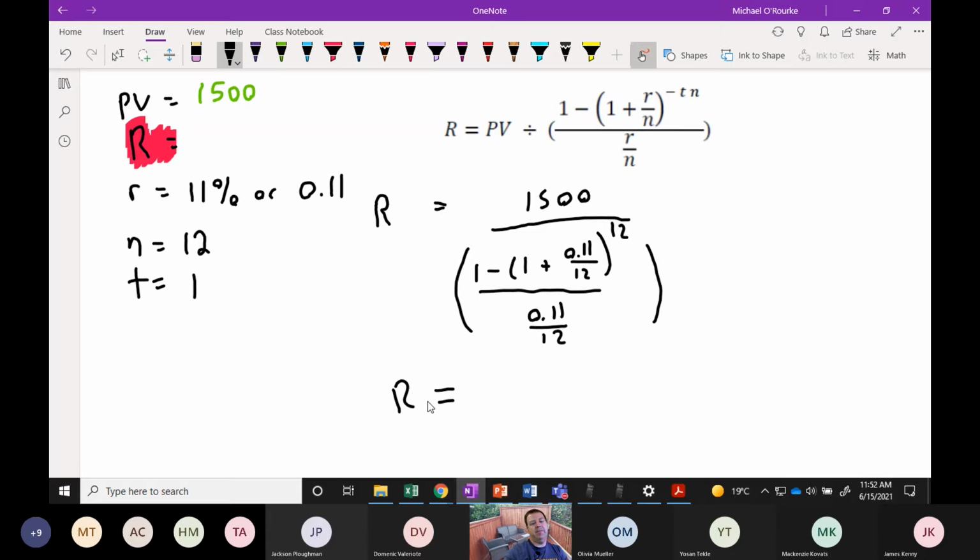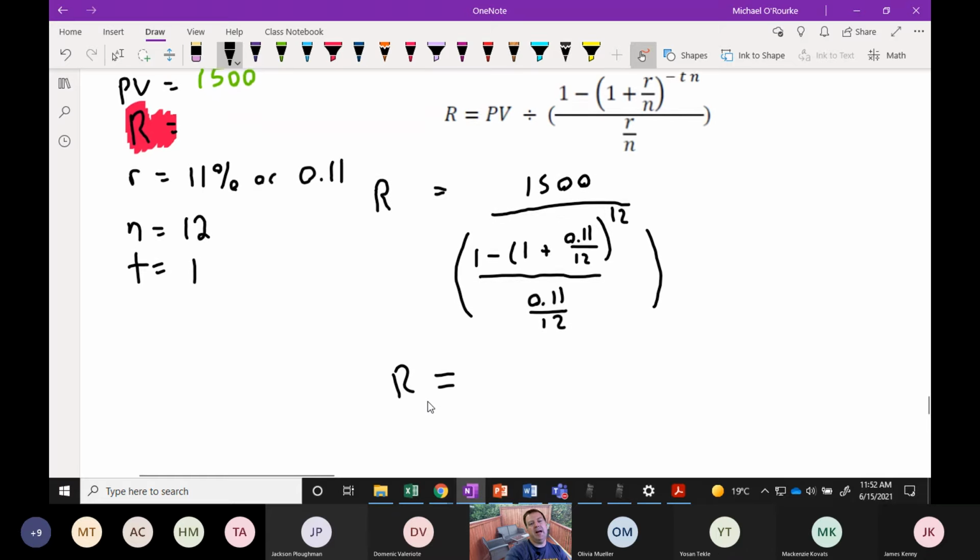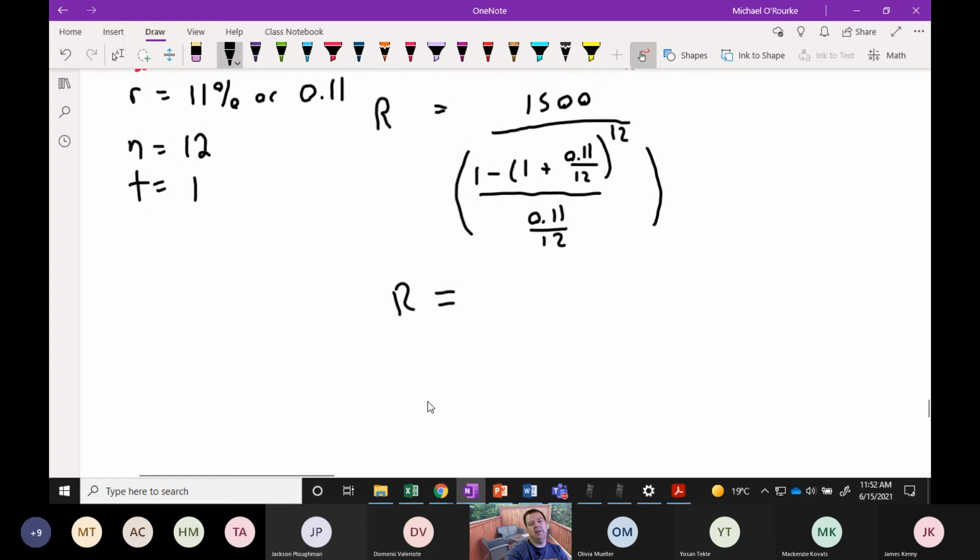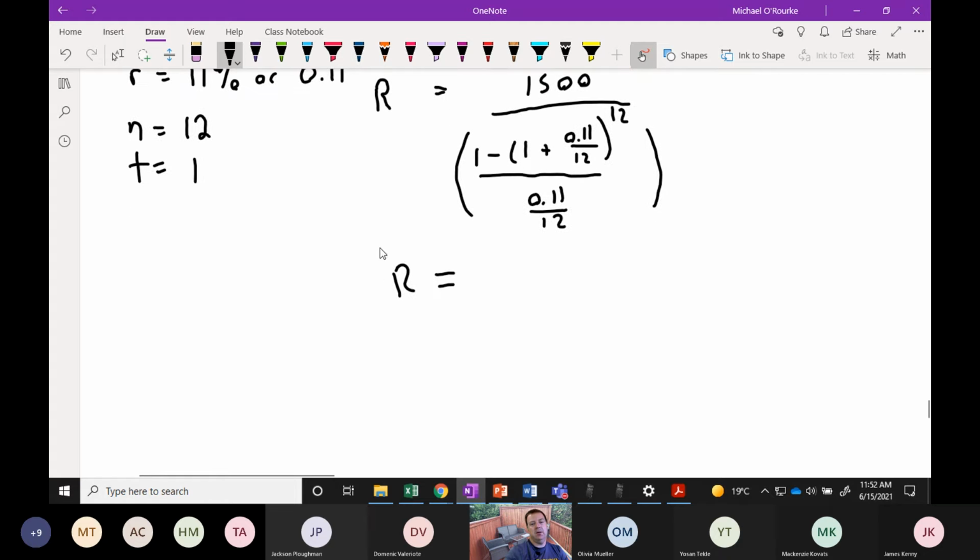Put a D in chat if you're all done the question, and tell me how you did it. Like D, put DD would be with Desmos. DT would be with TVM solver, and DC would be with your calculator. Okay.